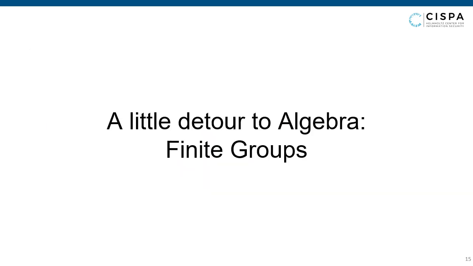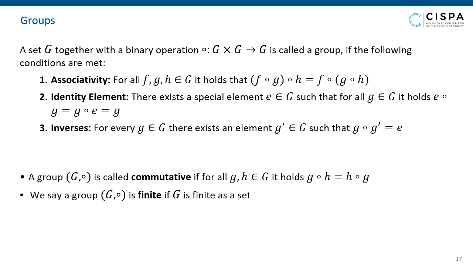We will now take a quick detour to algebra and talk about finite groups. So how are groups defined in algebra? Well, a set G together with a binary operation is called a group if the following conditions are met. First, we require associativity. That is, for all f, g, and h in the group, it holds that f times g times h is the same as f times g times h, with any bracketing.